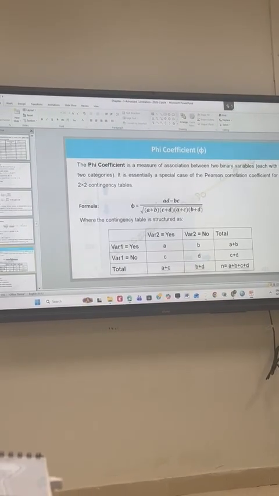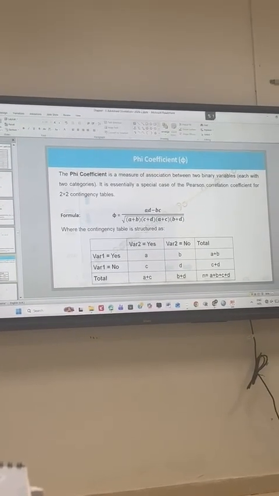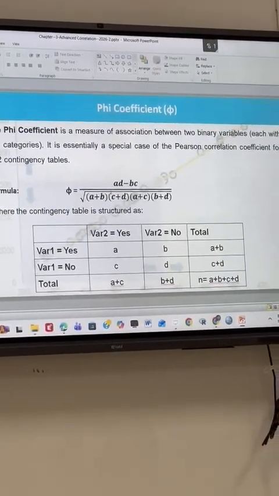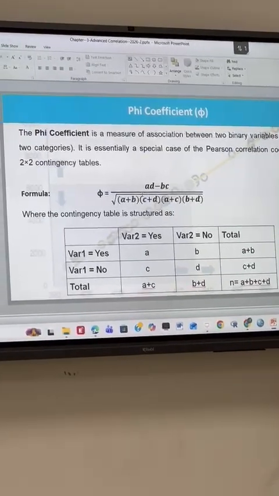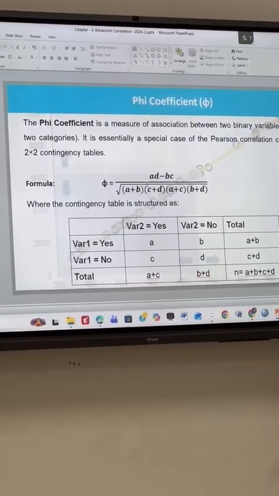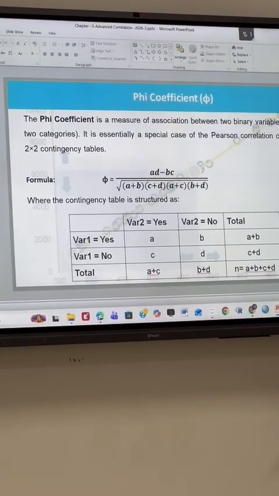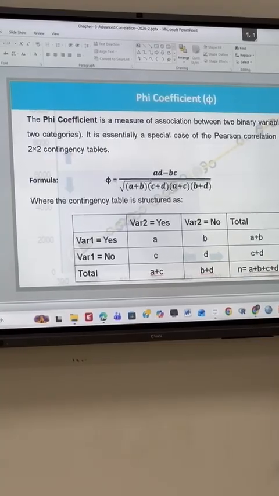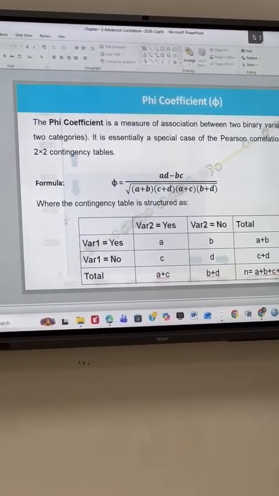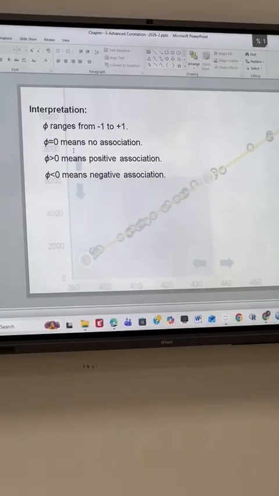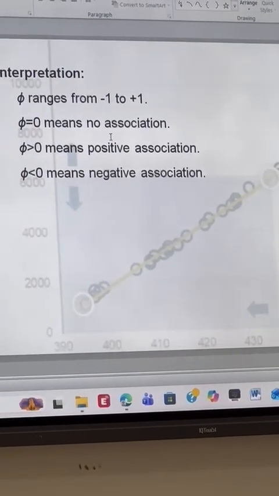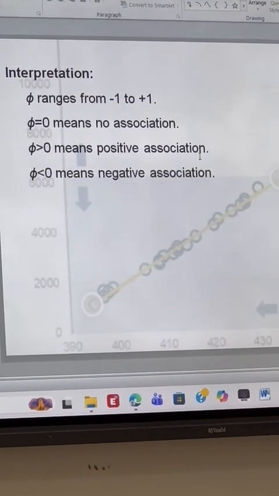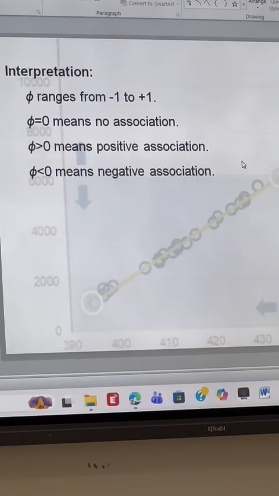Clear? Now come to the phi coefficient. Which correlation coefficient measures the association between two binary variables? It's phi. Clear? What is the formula of phi? Now, if phi equals 0, there is no correlation between the two binary variables. Phi more than 0, positive correlation between the binary variables. Phi less than 0, negative correlation between the binary variables.